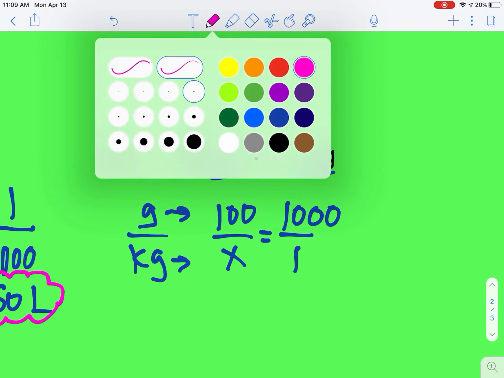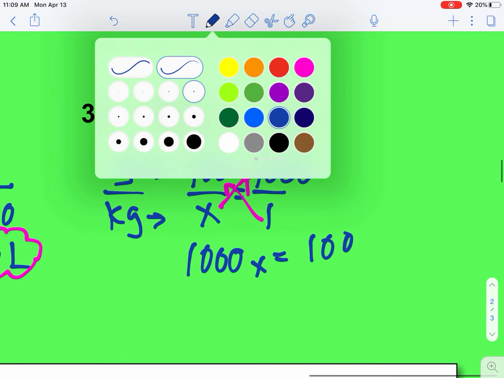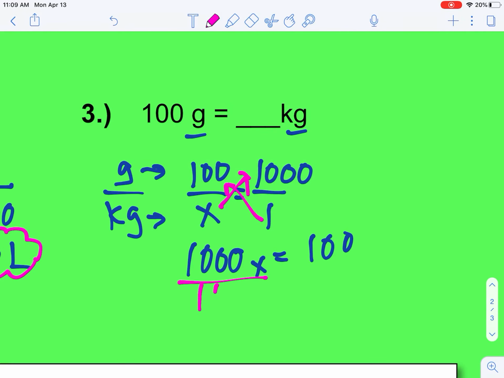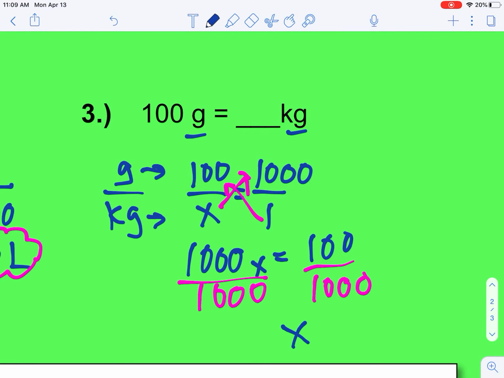So we're going to cross multiply. X times 1,000 and 1 times 100. So I end up with 1,000x equals 100. We're going to divide by 1,000. And x equals 0.1 kilogram. There's our answer.